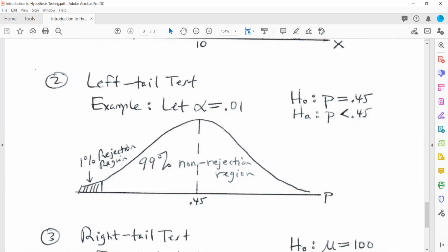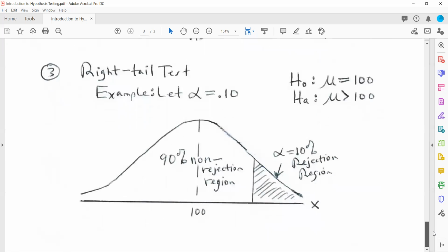We plot the middle to be 0.45. In this case, it's a proportion, population proportion. The null hypothesis gets plotted in the middle. And basically, we check out the sample proportion. If the sample proportion happens to be in this region here, this rejection region, we're going to reject the null hypothesis. If the sample proportion's in the white region here, we're not going to reject the null hypothesis. We'll say there's not enough information.